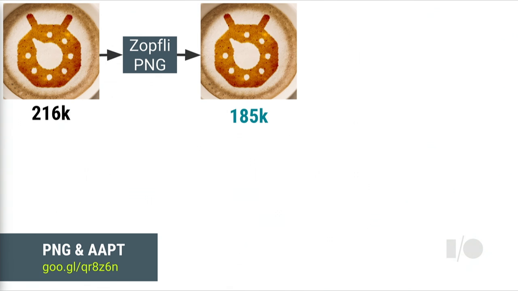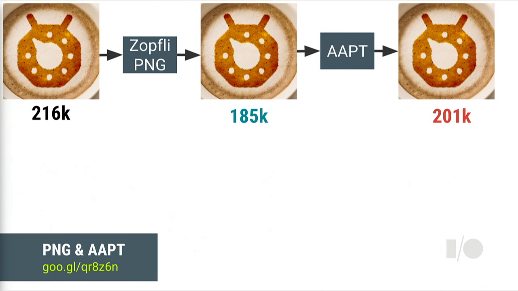Now, one of the final things I need to point out, if you're going to go down this path and you're going to add in some of these awesome pre-processing tools to your chain and get it all working with Gradle, and you're going to tell your designers to not do that thing I just said and try to make index files, you may run into a really weird issue. So let's say we've got this great image. It's about 216K, and we actually run it through Zopfli PNG, which is a fantastic open source tool that is a better deflate algorithm compressor for PNG files. And we get it down to about 185K. But when you build it, it actually goes through AAPT and it bloats to 201K.